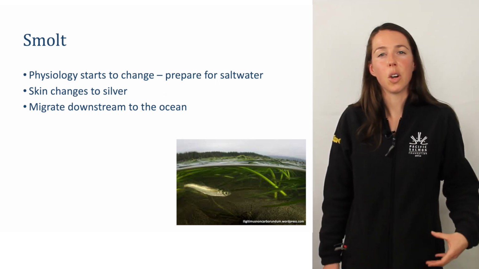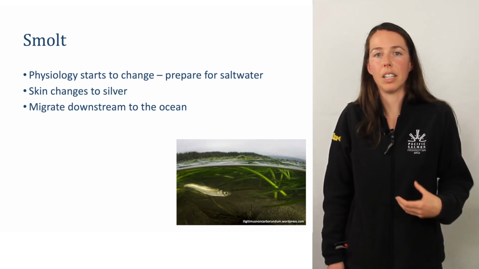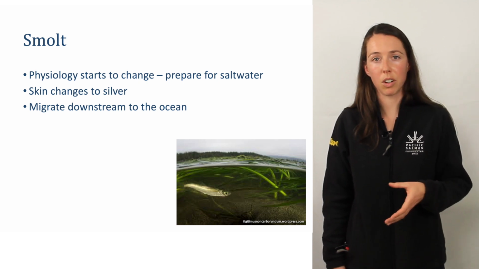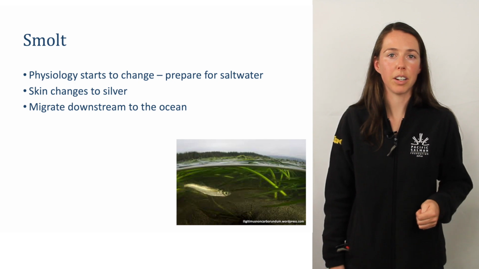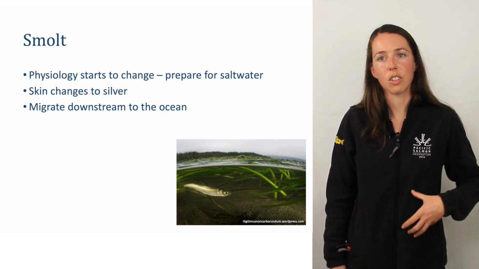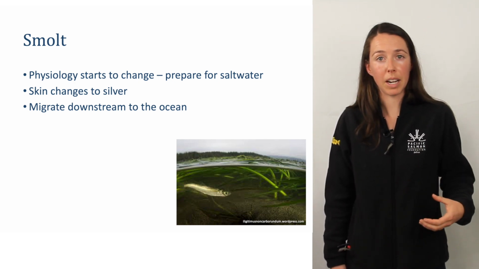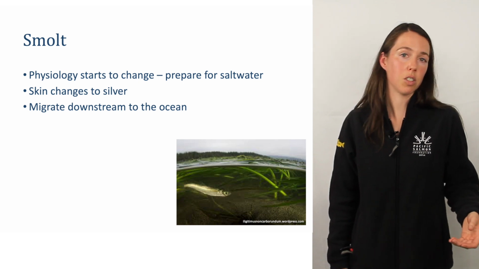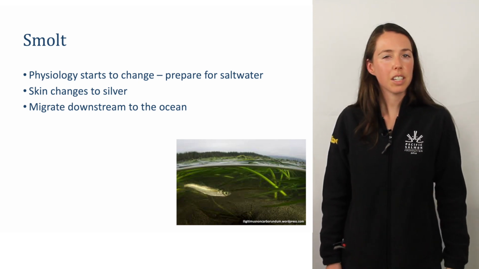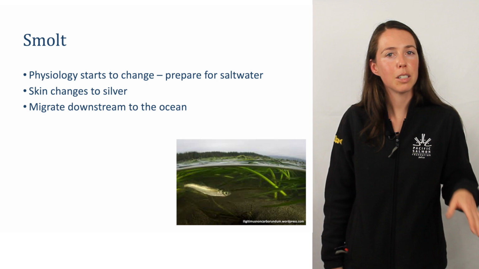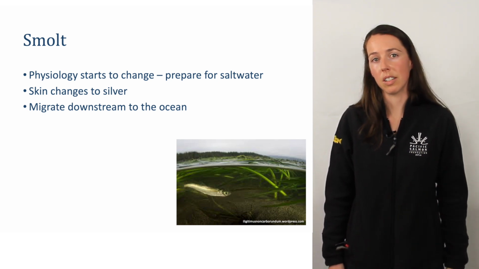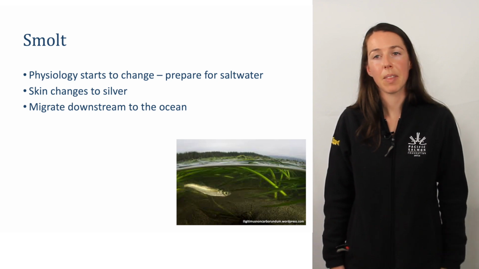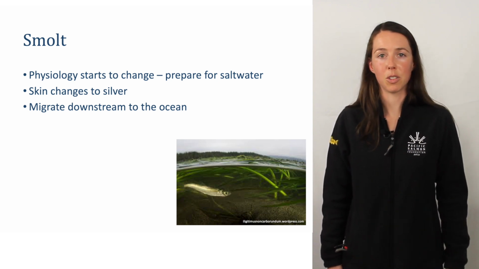Smolts start to undergo this physiological change in their body. They know they're heading from freshwater to saltwater, and to be able to live and breathe in saltwater, their kidneys and their gills undergo some big changes. Their skin also starts to change color. They don't need to blend into the shadows in the riverbed anymore. They're going to be out in the open ocean, so they start to turn silver. Then they're ready to migrate downstream.